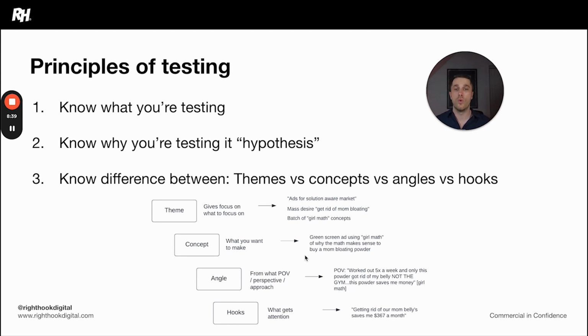And the concept is, what do you want to actually make? What do you want to make? So in this example, well, we want to make a green screen ad using girl math, of why math makes sense to buy this powder, okay?